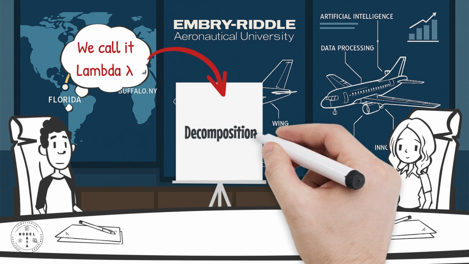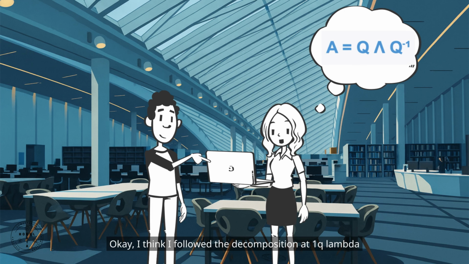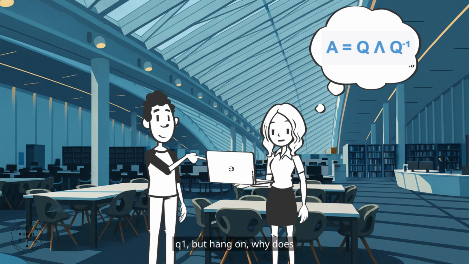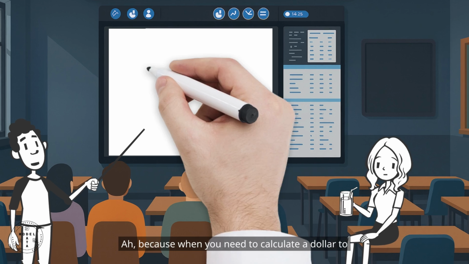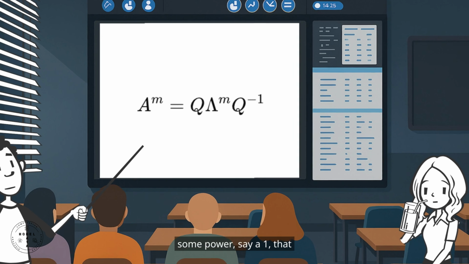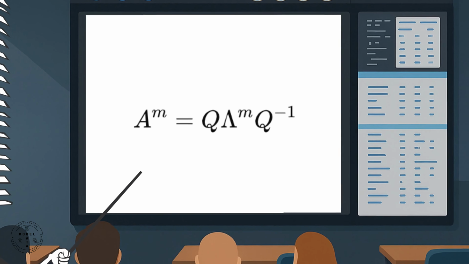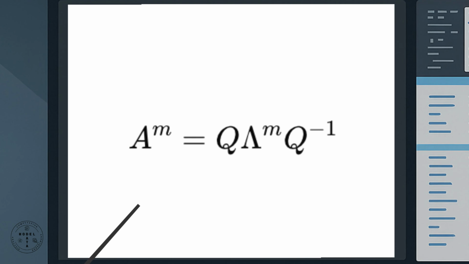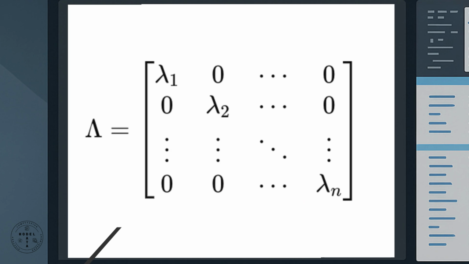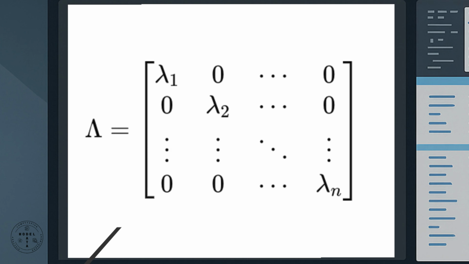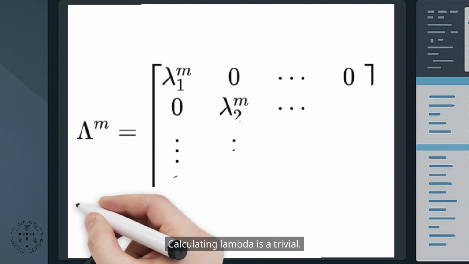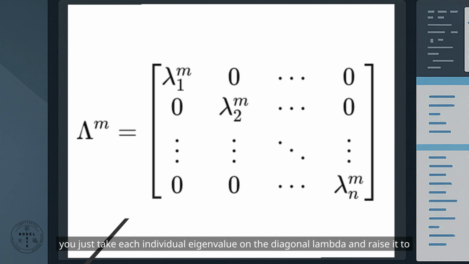That's the decomposition. Okay, I think I followed the decomposition, A = Q Λ Q⁻¹, but hang on, why does writing A that way make calculating A to the power of 100 easier? Because when you need to calculate A to some power, say A^100, that formula simplifies beautifully. It becomes Q times Λ^100 times Q⁻¹. And here's the magic. Since lambda is diagonal, just numbers along the main diagonal and zeros everywhere else, calculating Λ^100 is trivial. You just take each individual eigenvalue on the diagonal and raise it to the power.